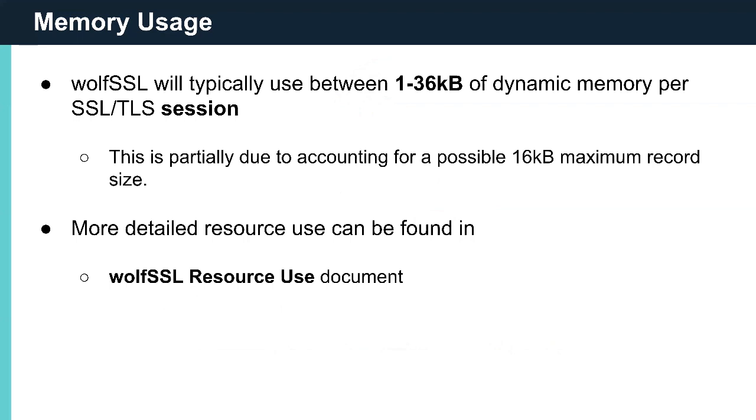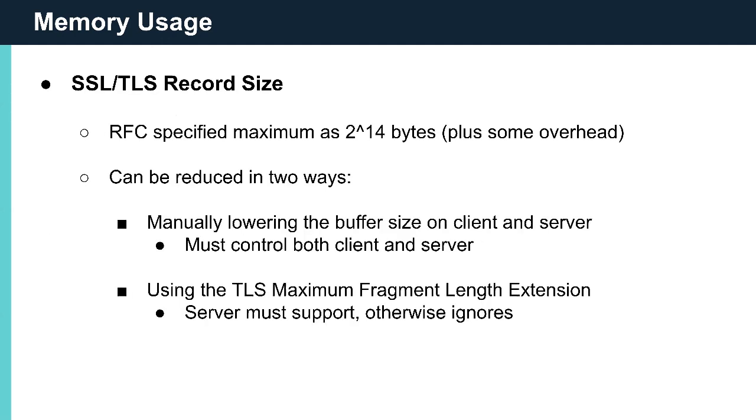In general, wolfSSL is typically going to be between 1 and 36 kilobytes of dynamic memory per TLS session. A lot of this comes from the dynamic 16 kilobyte buffers that are needed for the maximum record size in TLS. This maximum record size is defined by the RFC to 2 to the 14 bytes. There's also a little bit of overhead on top of that. We mentioned there's a couple ways you can reduce this. If you control both sides, you can lower it down manually, or you can try to use the TLS maximum fragment length extension if supported on your server side.